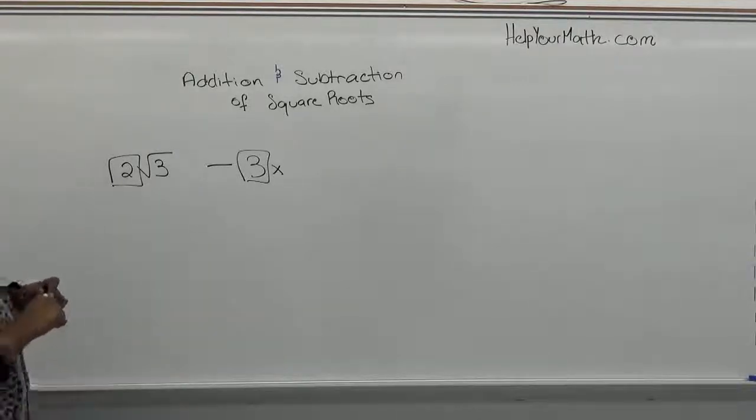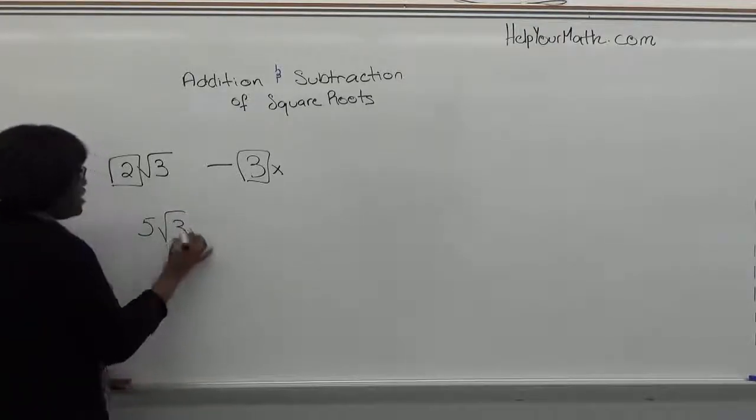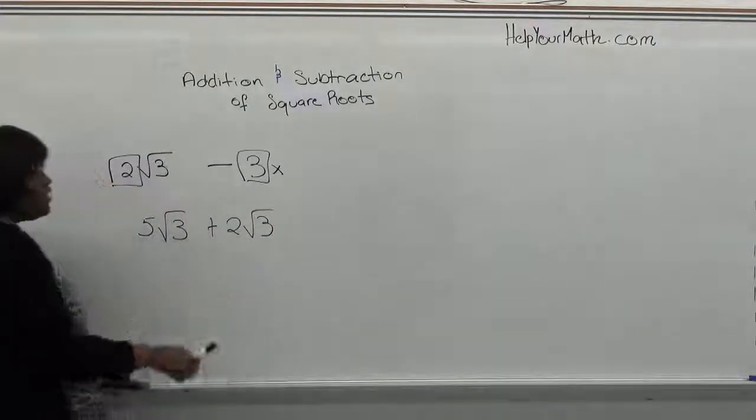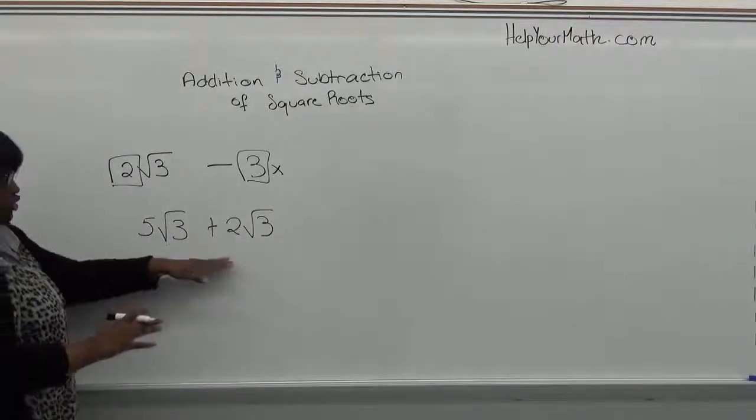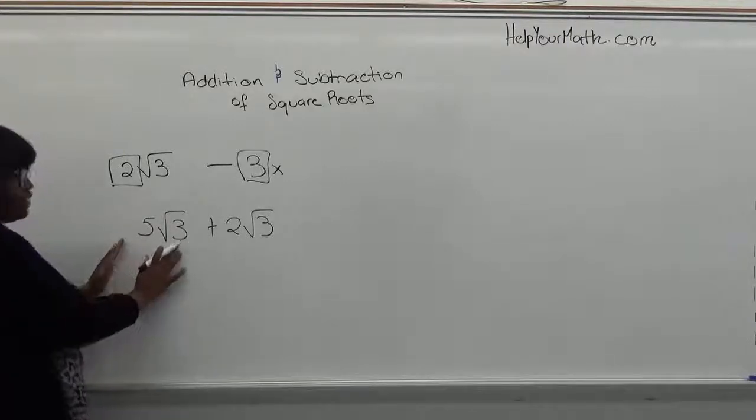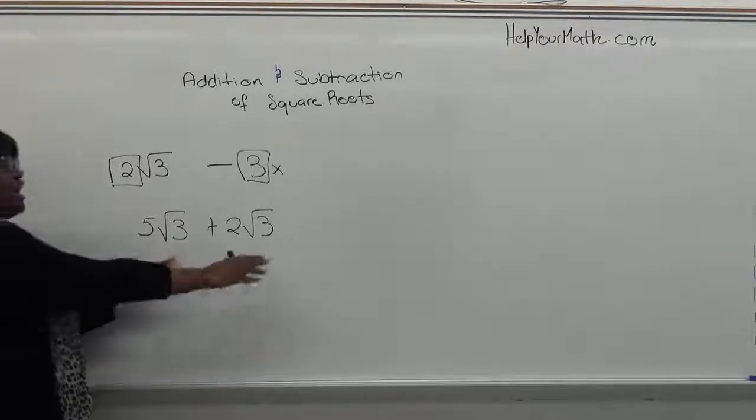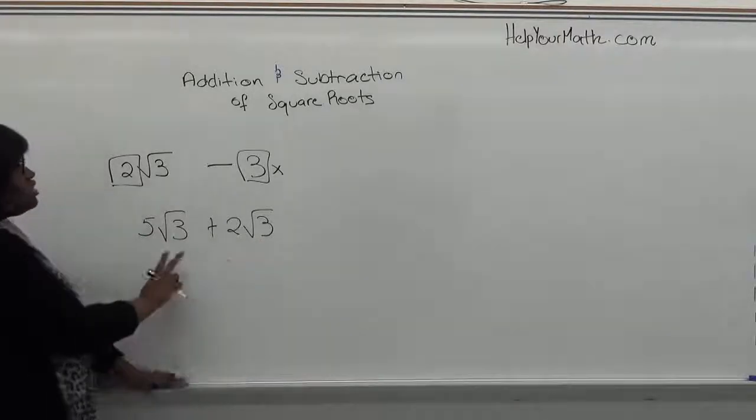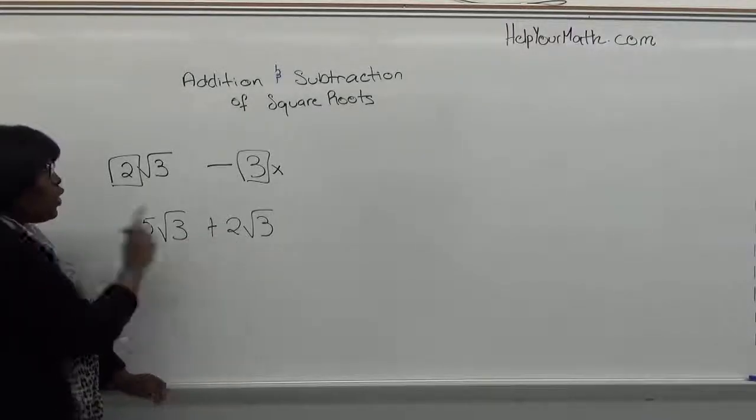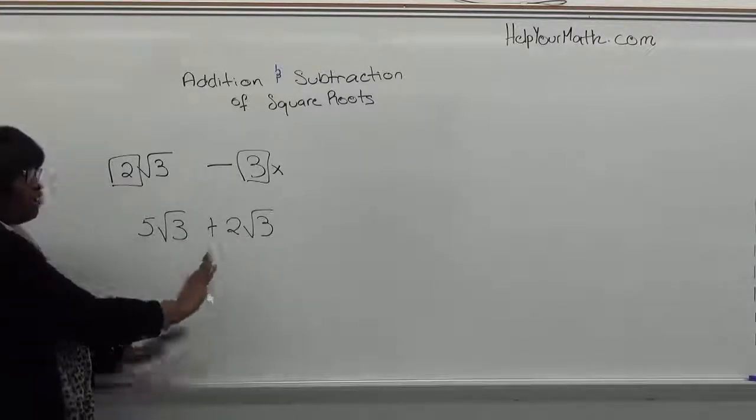So now, if we were to have 5 radical 3 plus 2 radical 3. Now when we add radicals, we need to look at various things. First, we need to look at the radical. As you can see, this has a radical 3 and this has a radical 3. So we know that we can add 5 and 2. We only add 5 and 2. We do not add the radicals. We just leave it as it is.